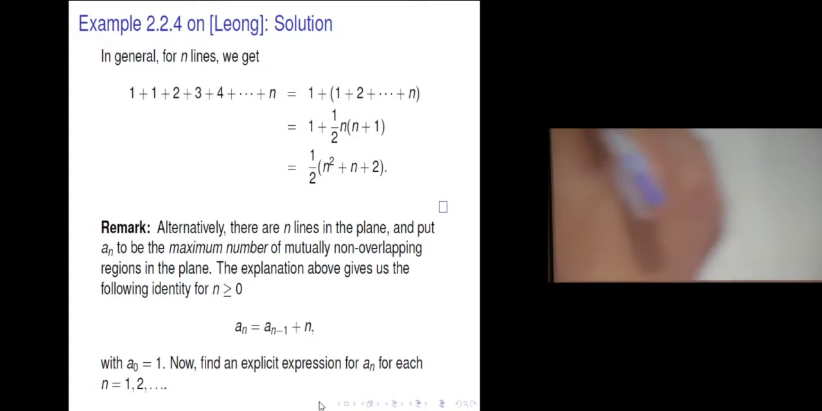Let's see. Can you see? How do I focus this?